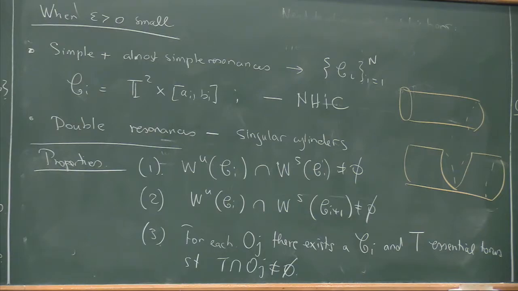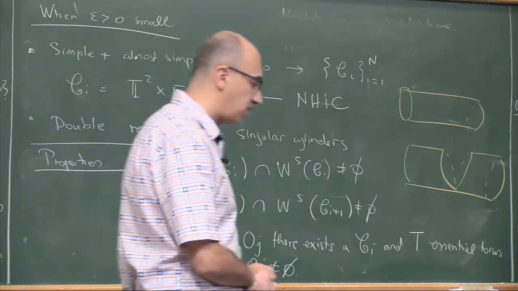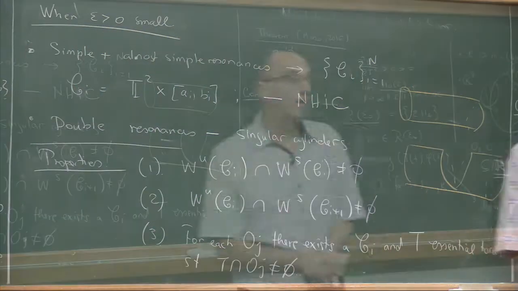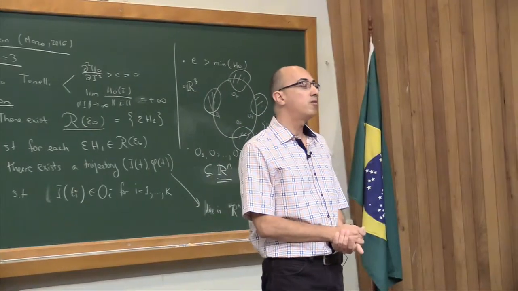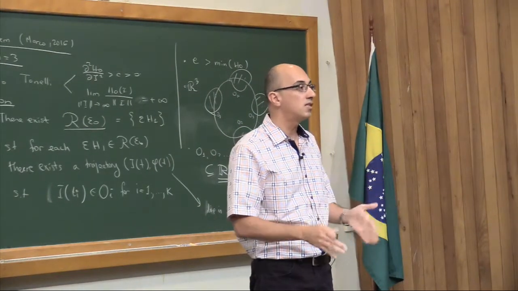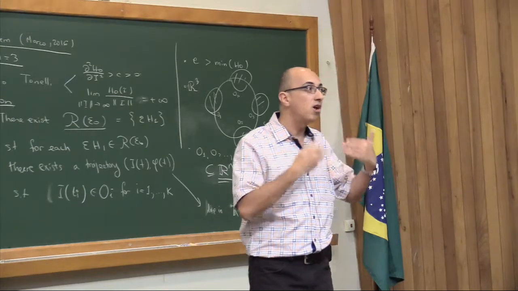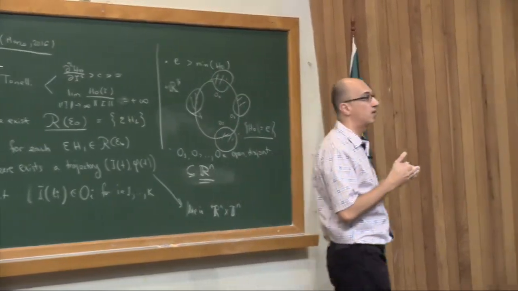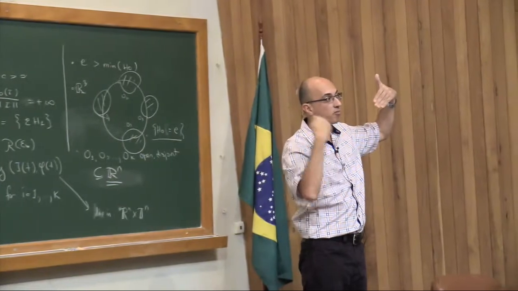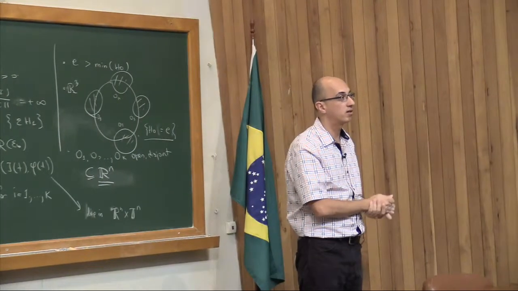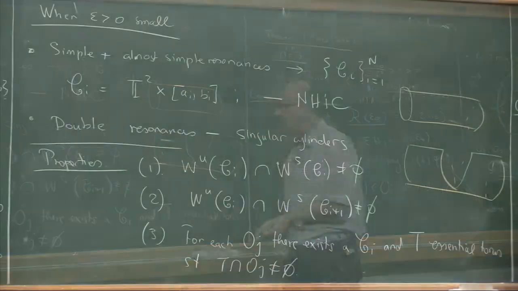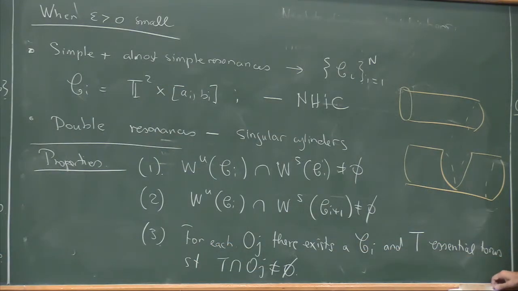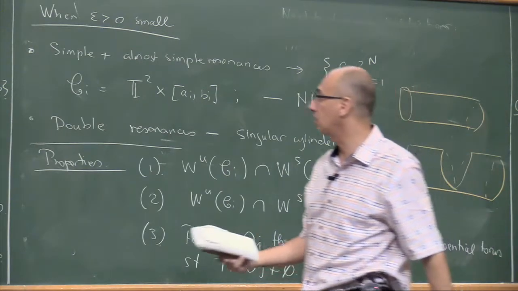And there are numerical experiments by Carles Simó, Gelfreich, and Vieiro that showed that if you let orbits diffuse in a concrete system, they become slower and slower when approaching the double resonances, and they are likely to jump from one simple resonance to another simple resonance. So this theoretical construction seems to be in agreement with the numerical experiments.